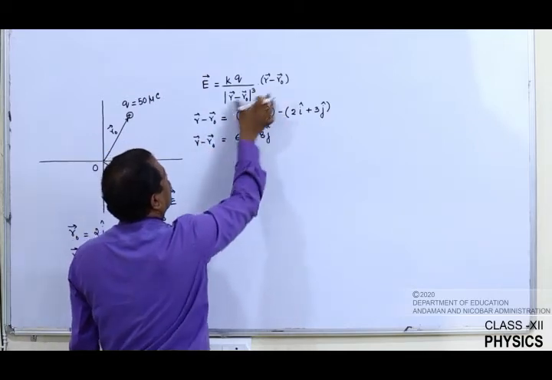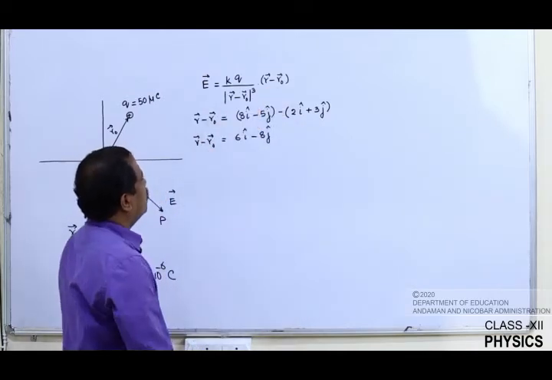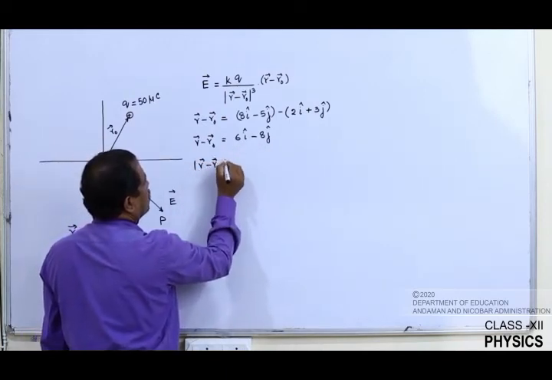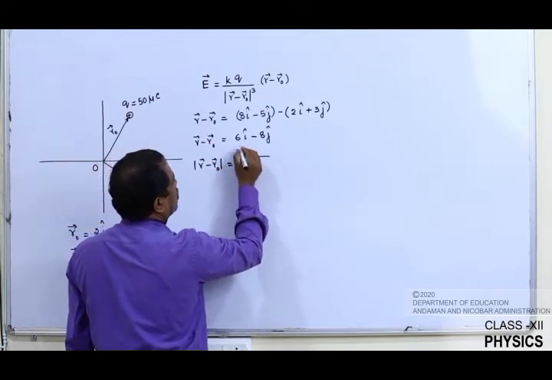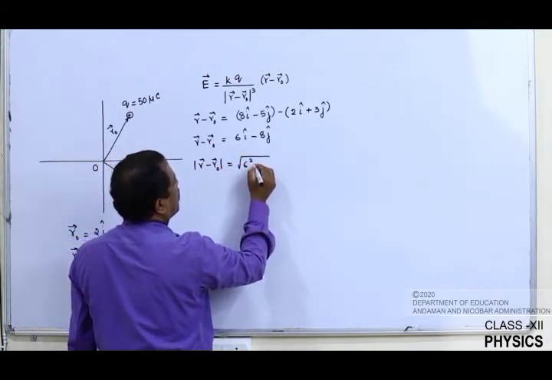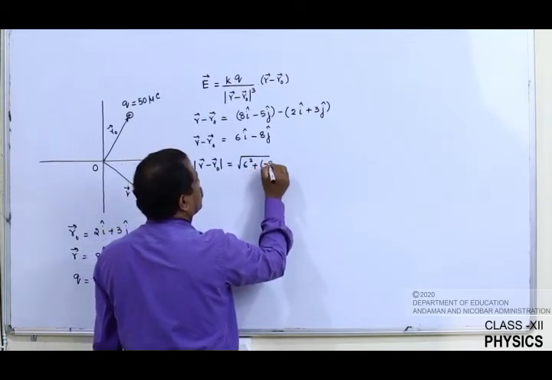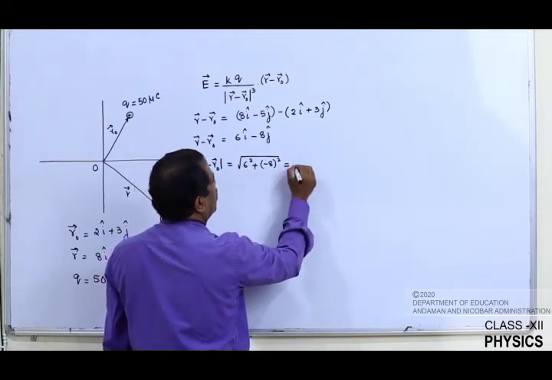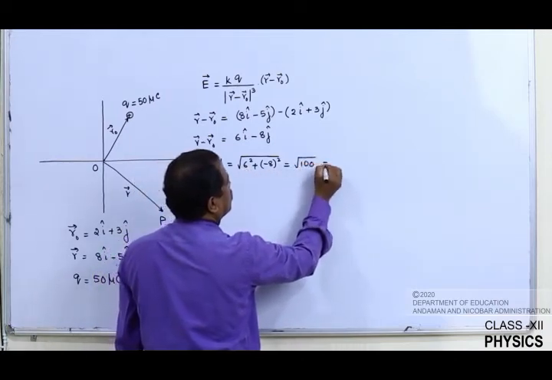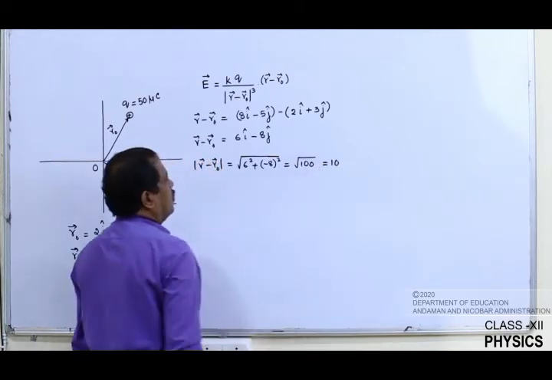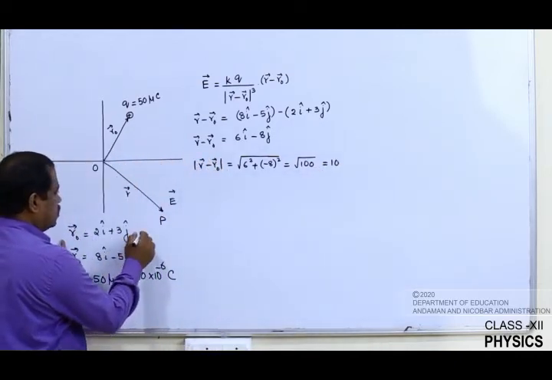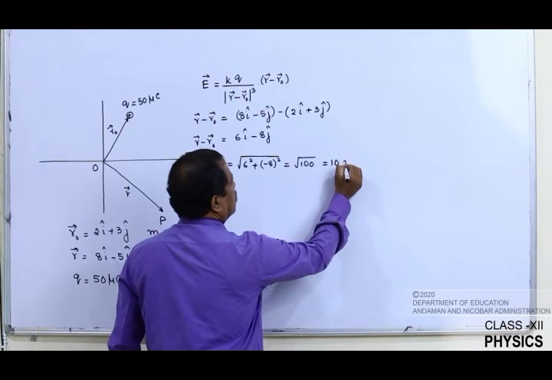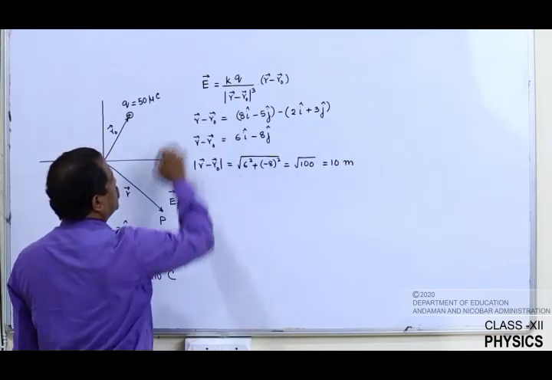I got it. For the denominator, I have to calculate the magnitude of this one. So the magnitude of R minus R naught is root under 6 square plus minus 8 square. This will work out 36 plus 64, which is 100, and root 100 works out to be 10. R naught is measured in meter, this is also in meter, as such I am going to get this in meter. Now, I am in a position to calculate this.